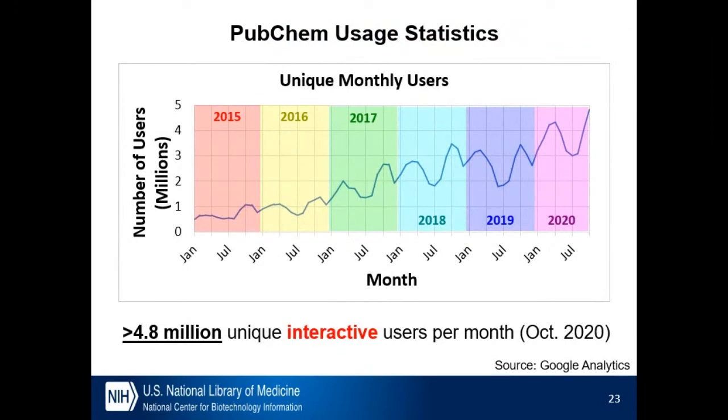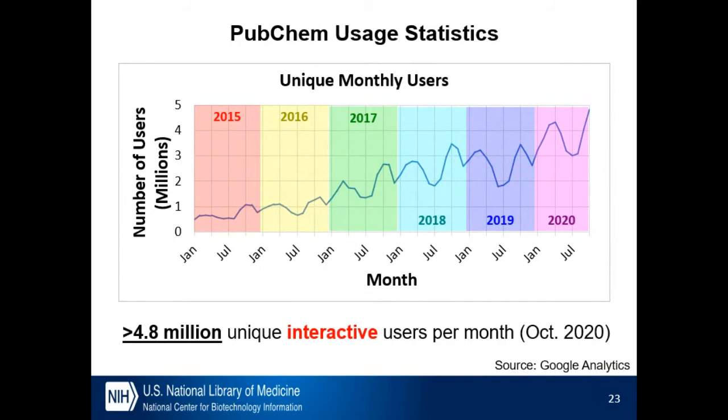PubChem is a very popular resource. For example, last October, PubChem had more than 4.8 million unique users. There are two things worth mentioning here. First, 4.8 million is a lower estimate. We use Google Analytics to track the web traffic, but Google has been losing the ability to do this in some countries, especially in Europe, because of the privacy laws and related regulations. So we have more users than what Google can track.